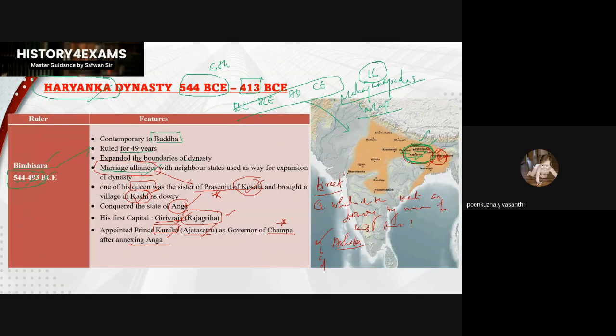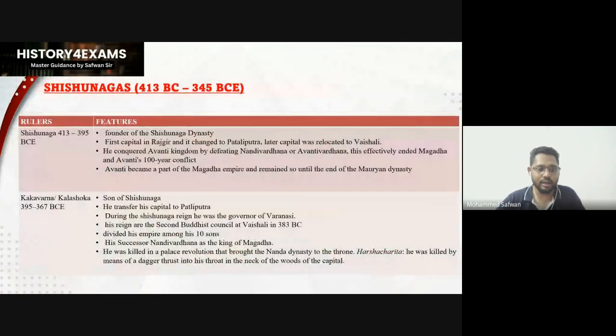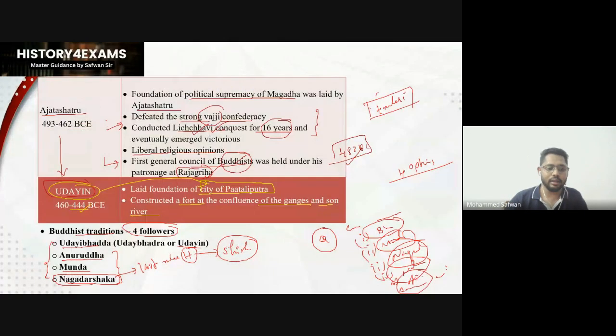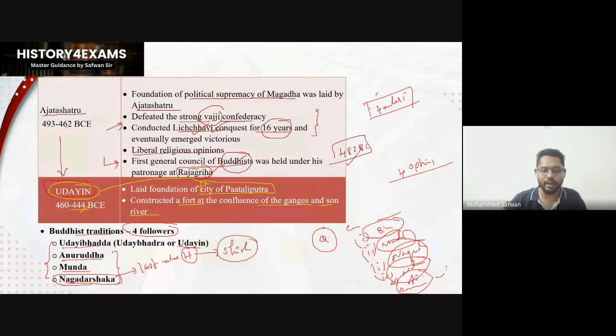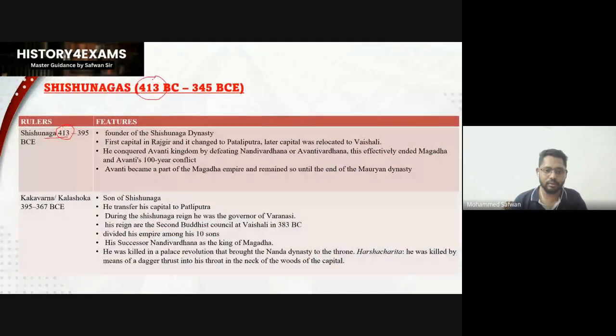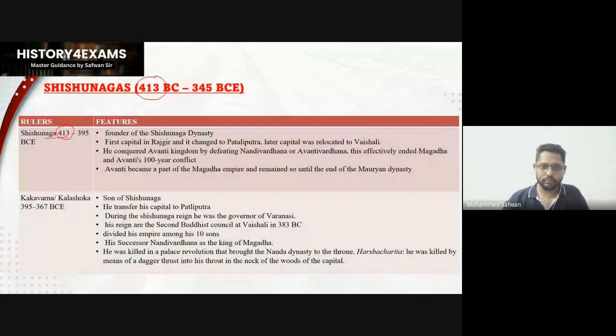So this is our topic discussion on the Haryanka dynasty. After that, we'll be discussing the Shishunaga dynasty. As I informed earlier, Nagadarshaka was killed by Shishunaga, who is going to establish his dynasty in 413 BC. Similarly, as we discussed here, you have to note it is 544. It is 413. You have to learn such beginning years and ending years. You need not study all these years, but focus on the beginning year of that dynasty for a better chronological idea.